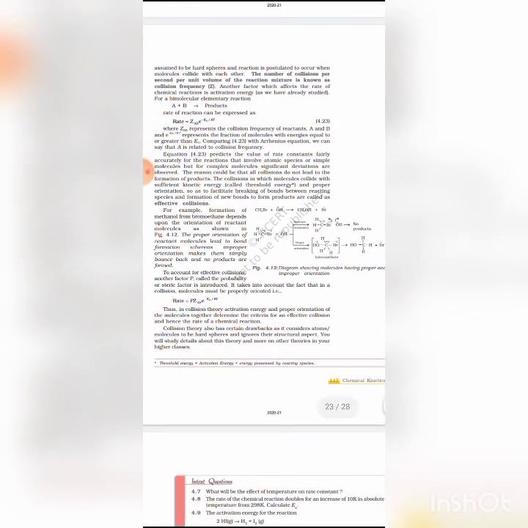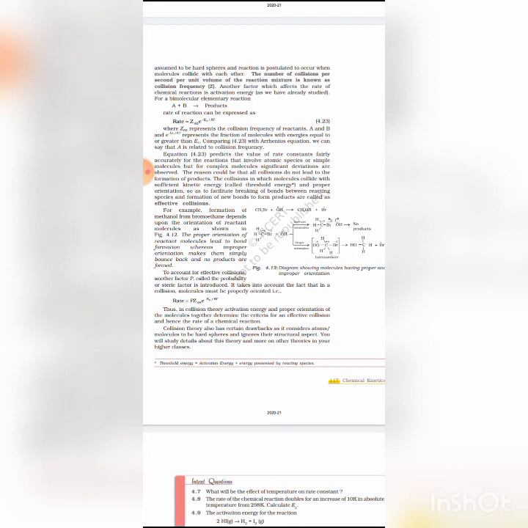Okay, now we discuss the collision theory of chemical reactions. Students, only effective collisions bring about a chemical reaction. The collisions in which molecules collide with sufficient kinetic energy, which is called threshold energy, and the proper orientation, so as to facilitate breaking of bonds between reacting species and the formation of new bonds to form products, are called effective collisions.